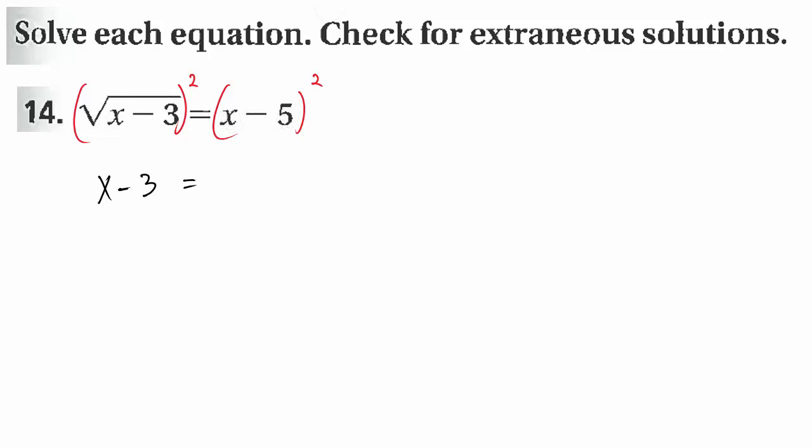And then this you have to FOIL. Don't just write x squared plus 25 here. That would be a mistake. It's x squared minus 10x plus 25. If you FOIL that, you'll get the same thing.